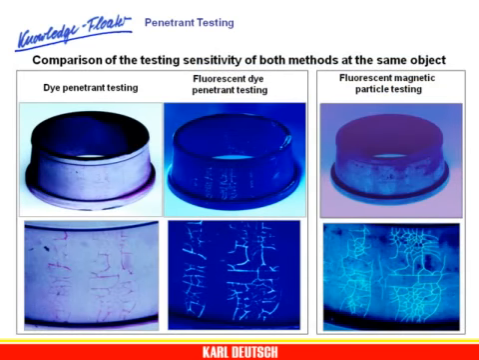To conclude, here once again is a comparison of the results of the two methods for a roller bearing carrying many surface cracks. On the left, penetrant testing using red dye. In the middle, a penetrant testing procedure using a fluorescent dye that is evaluated under ultraviolet light. On the right, the results of magnetic particle testing.